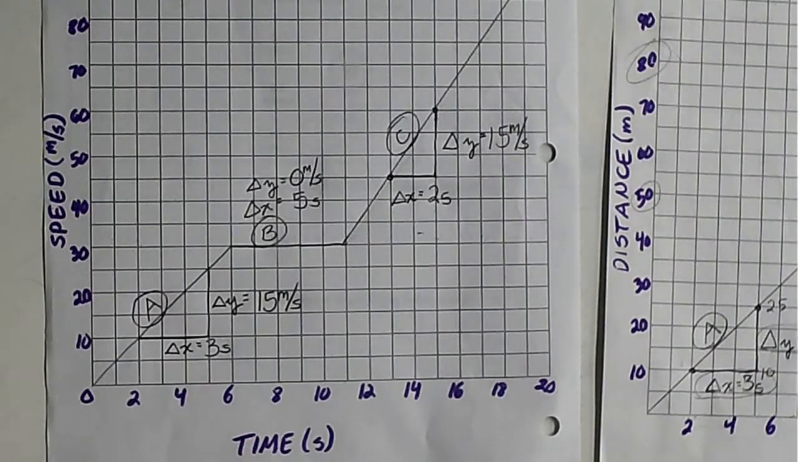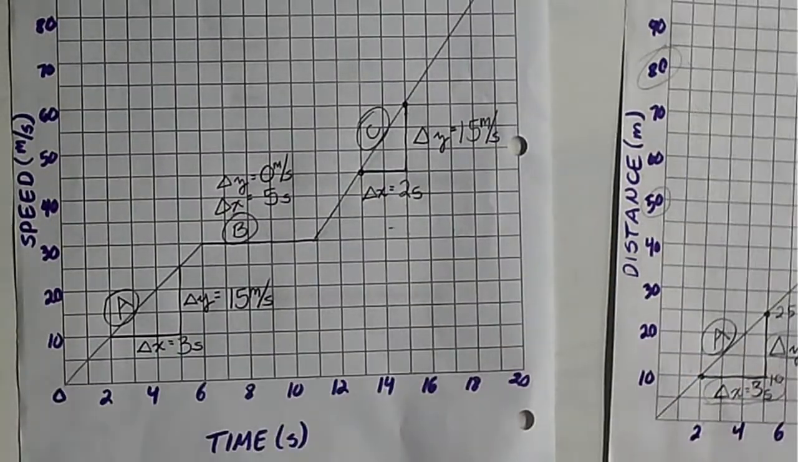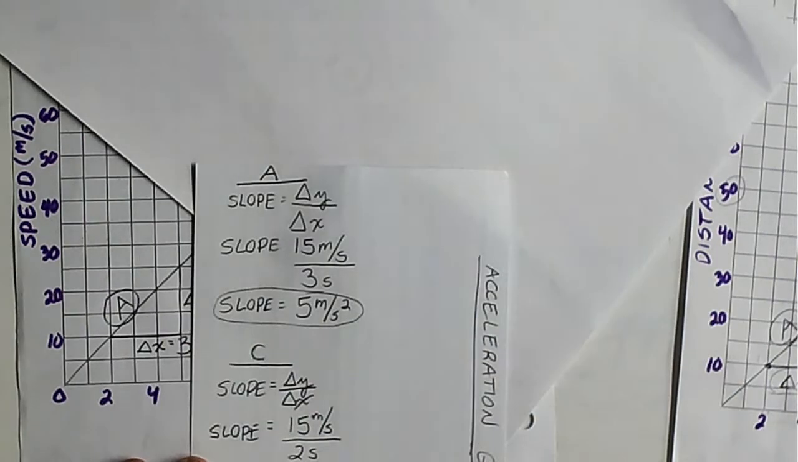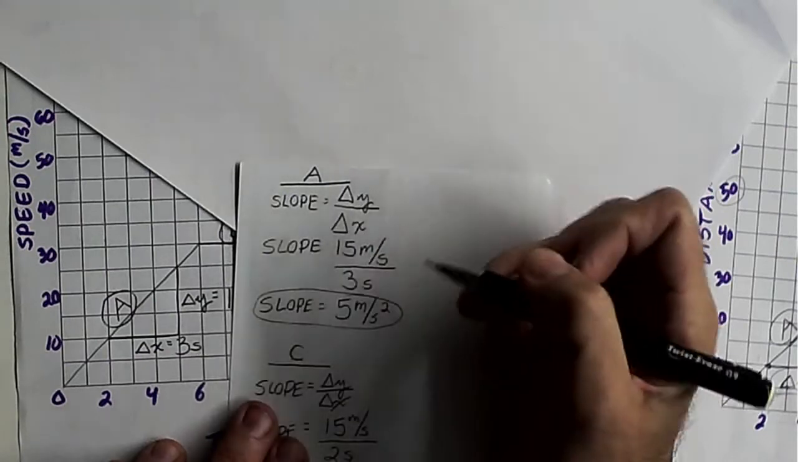But the process is exactly the same. So if I look at my A section here, my A section, slope is change of y over change of x.